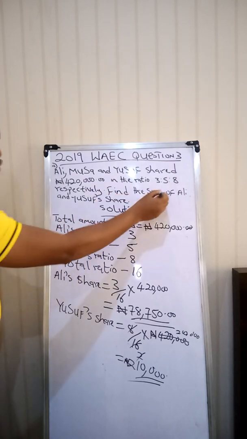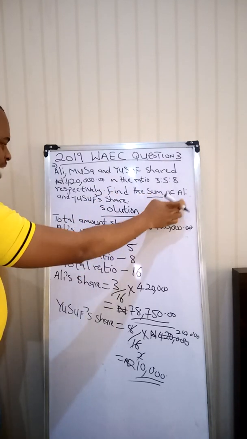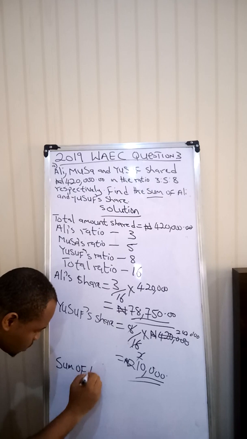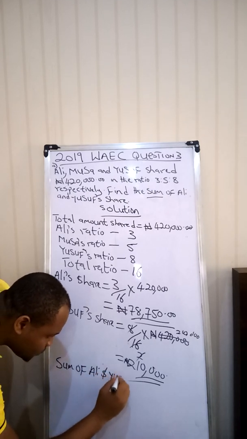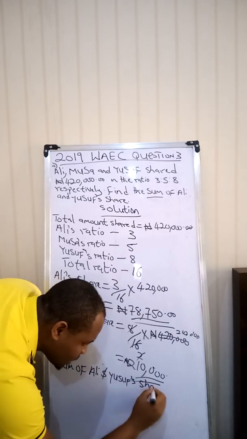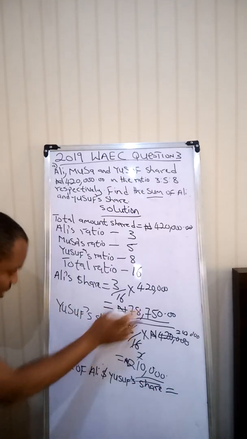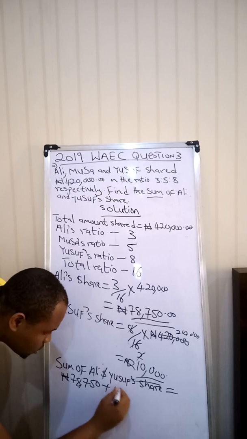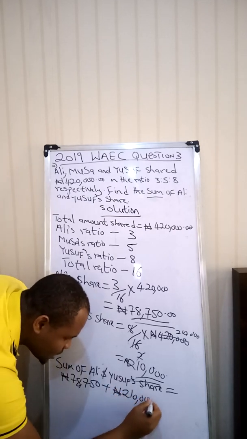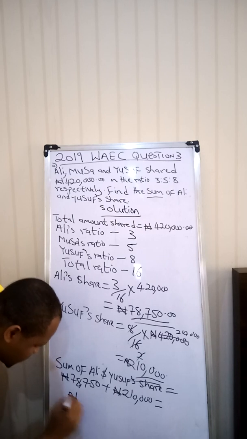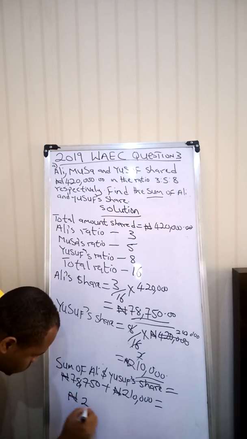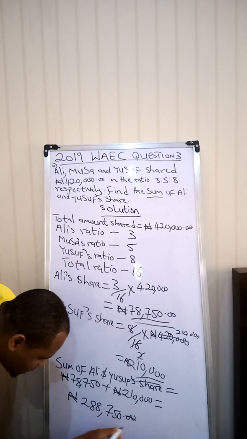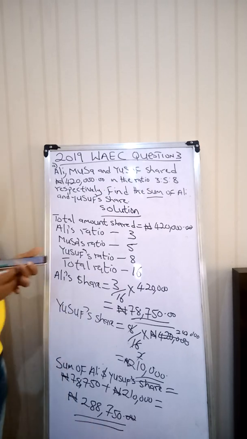Now we've gotten Ali's share and Yusuf's share. The question says we should find the sum. Please take note of this word, sum. Find the sum of Ali and Yusuf's share. So the sum of Ali and Yusuf's share will be equal to Ali's share, 78,750, plus Yusuf's, 210,000. If you add that, it's going to give you 288,750. So this is the answer to the A part of that Waec question.